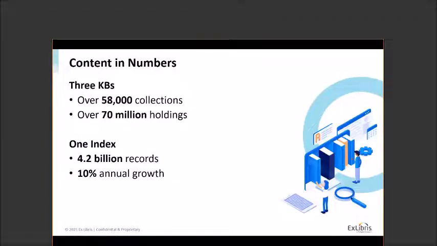So after talking about KB and CDI, we can see how this reflects in the numbers. We have three KBs, SFX, 360, and Alma, with over 58,000 collections, and collections are providers' offerings. And over 70 million holdings, which means titles per provider. But when we talk about the index, the scale is different, and we have 4.2 billion records, and we are seeing 10% annual growth in the index.